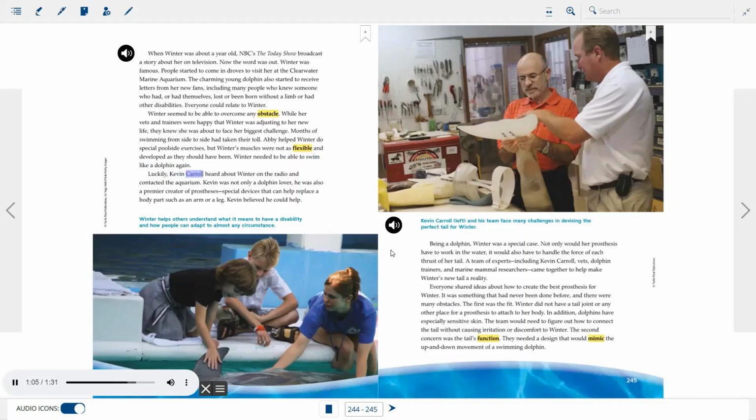Luckily, Kevin Carroll heard about Winter on the radio and contacted the aquarium. Kevin was not only a dolphin lover, he was also a premier creator of prostheses, special devices that can help replace a body part, such as an arm or a leg. Kevin believed he could help. Winter helps others understand what it means to have a disability and how people can adapt to almost any circumstance.